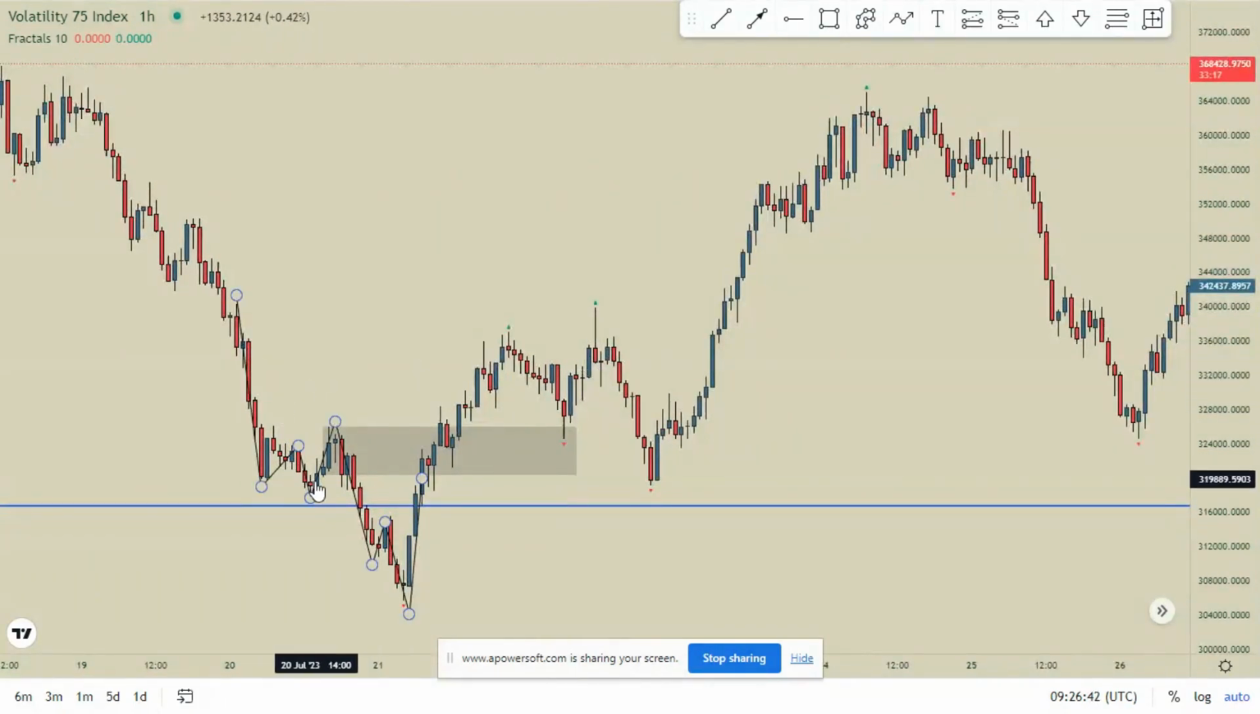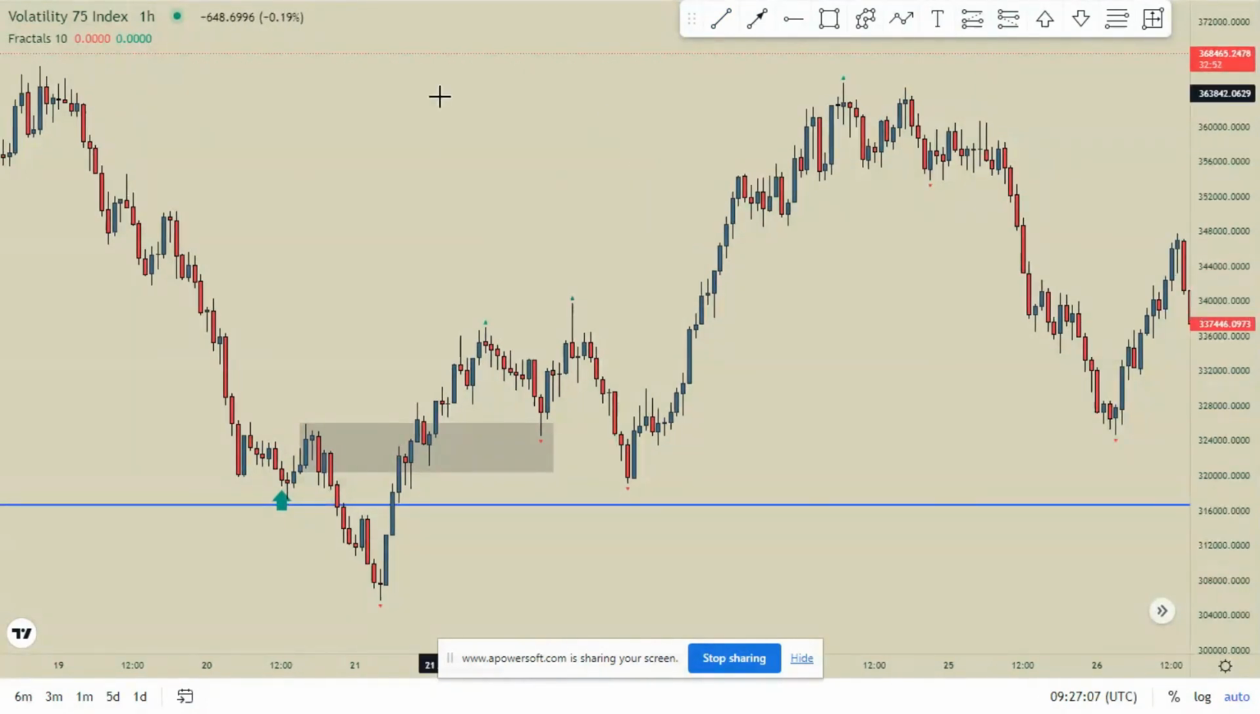The invalidation area is below this low here, below this point where we broke structure. So our stop loss is just below there, below that line that you're seeing. Now this one becomes our area of taking entries.